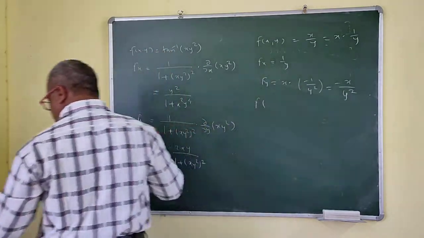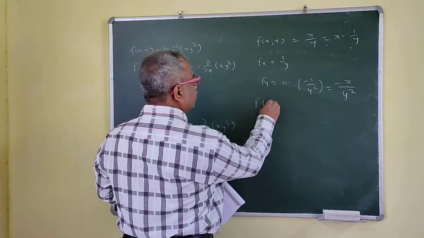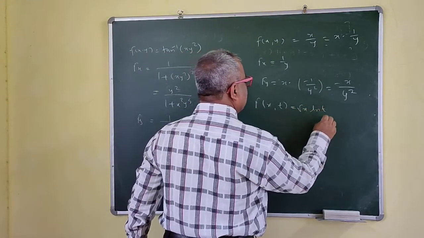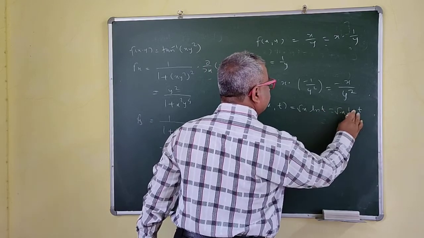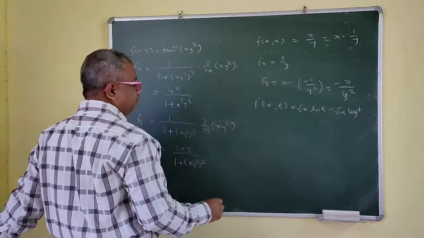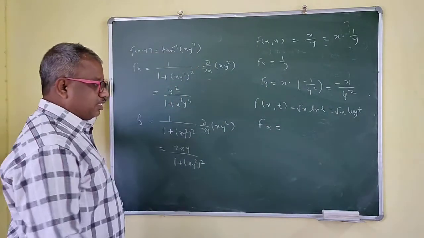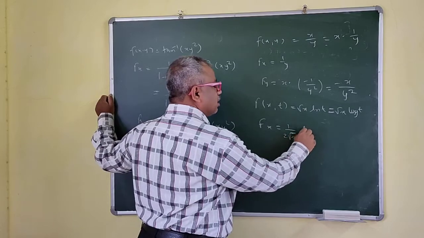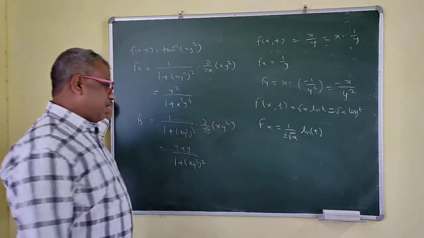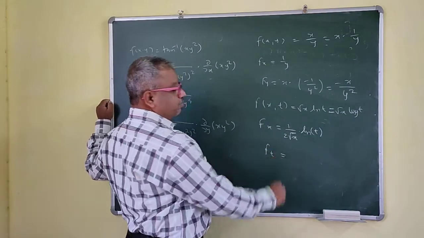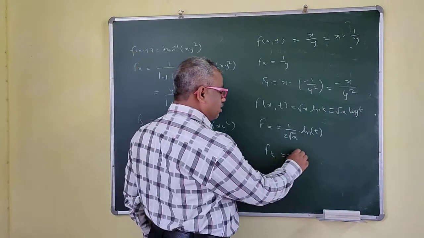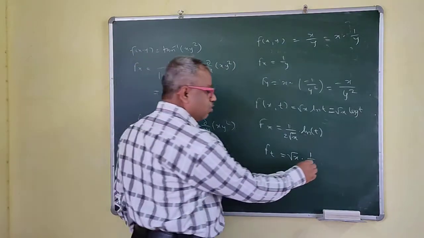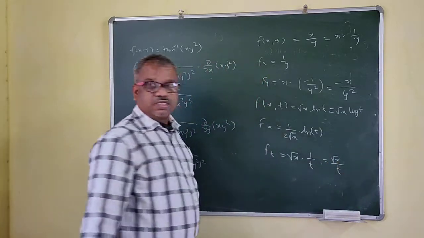Now the next function, f of xt. Instead of y, this is given as t: root x into ln t. Ln t means log t. So fx: root x is there, the derivative of root x is 1 upon 2 root x, and ln t will be as it is. Then ft, don't take fy now. So ft is root x as it is, and the derivative of log t is 1 upon t. So this is root x upon t.